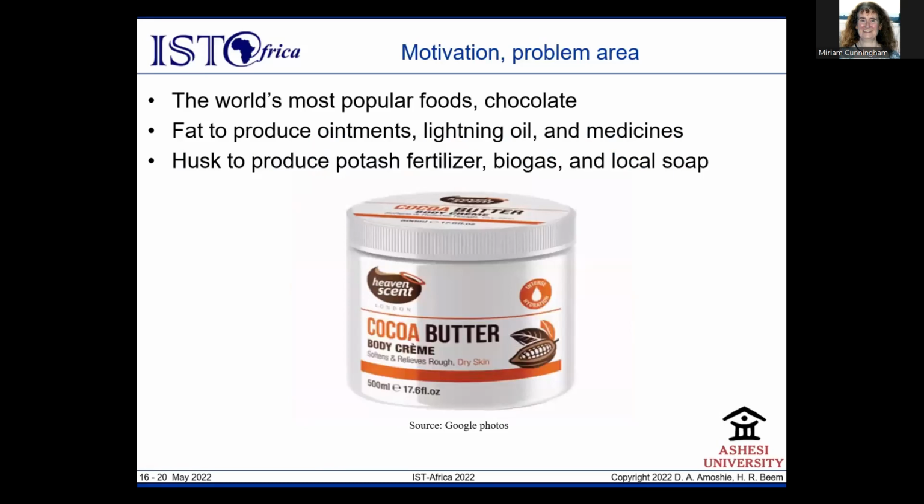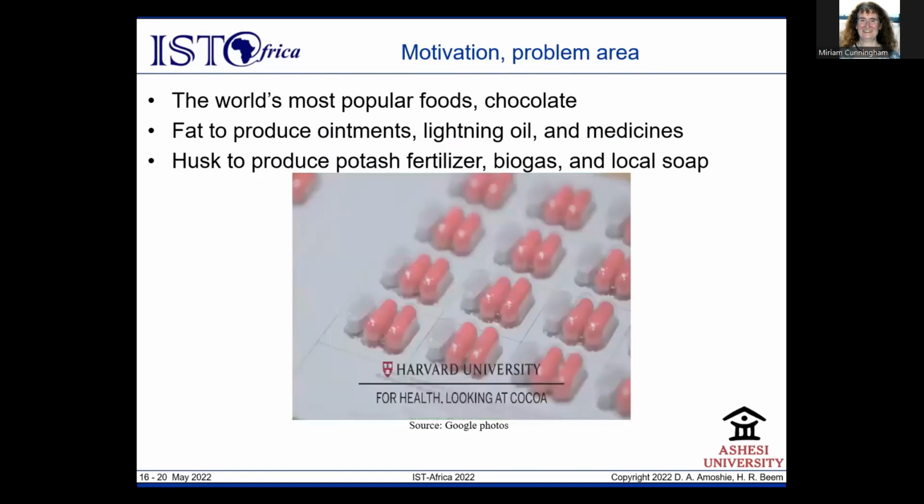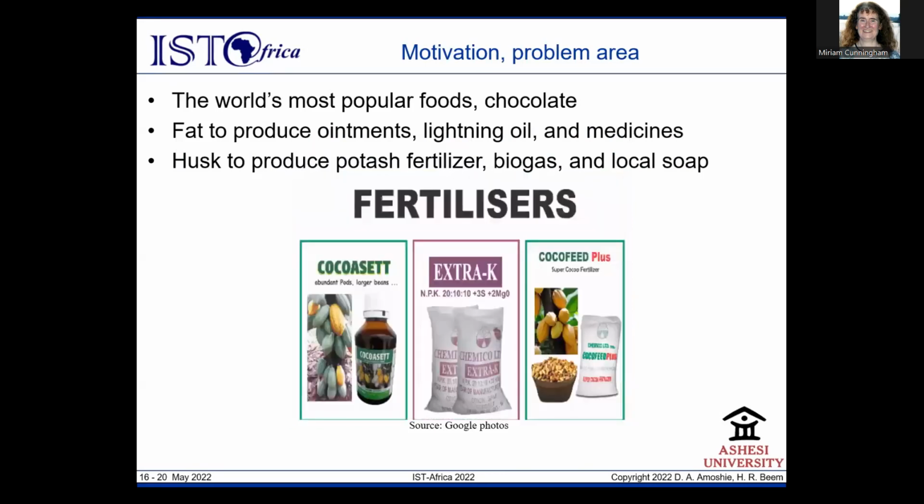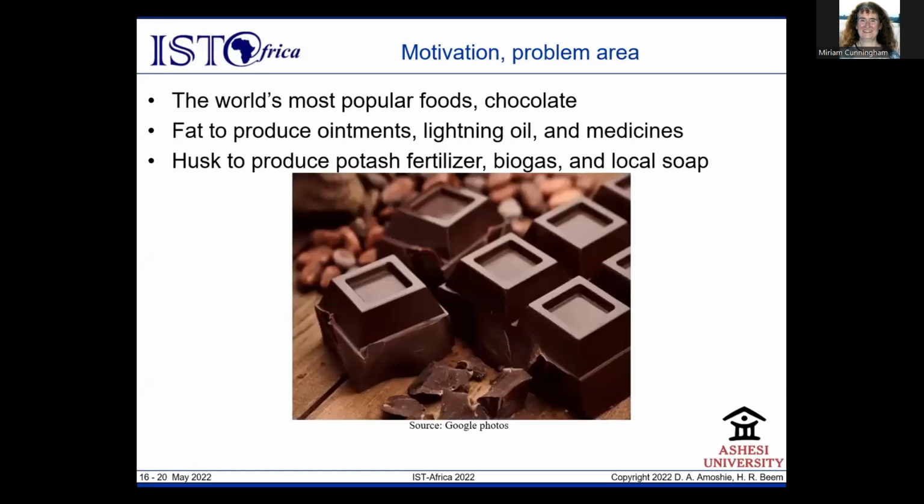Also, cocoa contains about 50% fat, which is essential in the production of ointment, lighting oil, and medicine. Moreover, the husk is a reliable source of potassium, essential to the production of potash fertilizer, biogas, and local soap. Additionally, the cocoa sector is an important source of livelihood. According to the Global Market Report, cocoa provided revenue for 40 to 50 million people in 2012. These and many more are the motivations for this project.